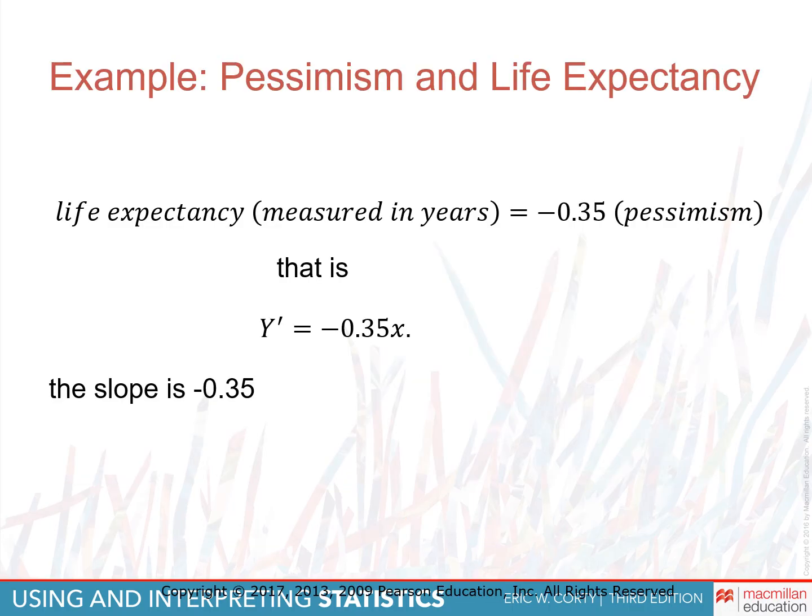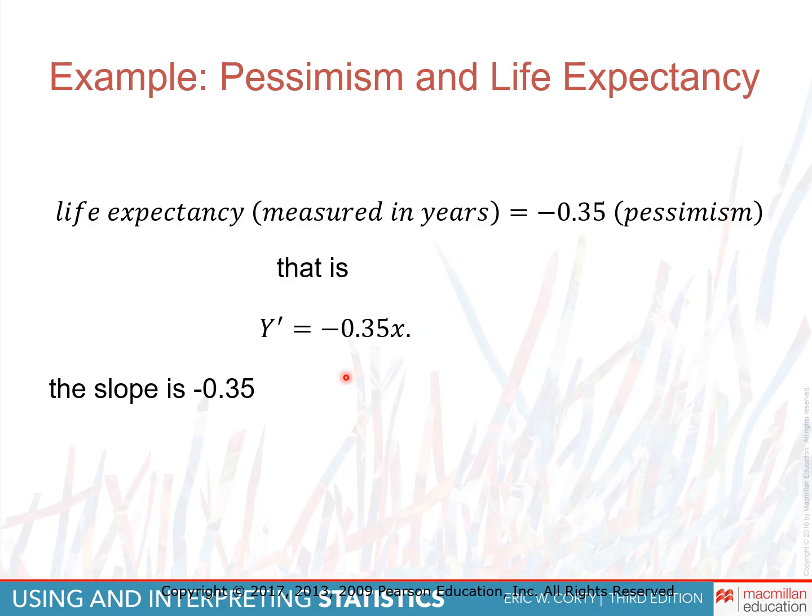All right, so let's look at another example. Let's say we're interested in the association between how pessimistic somebody is and how long they live. So our independent variable, our explanatory variable x, is going to be pessimism. And life expectancy measured in years is going to be our dependent or outcome variable. We'll describe that as y prime. So y prime is life expectancy, pessimism is going to be x, and then I'll tell you that the slope is negative 0.35.